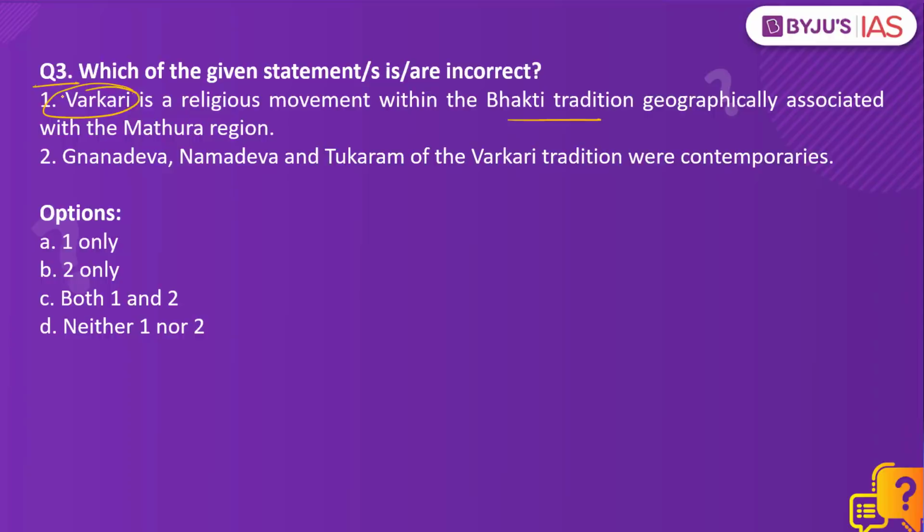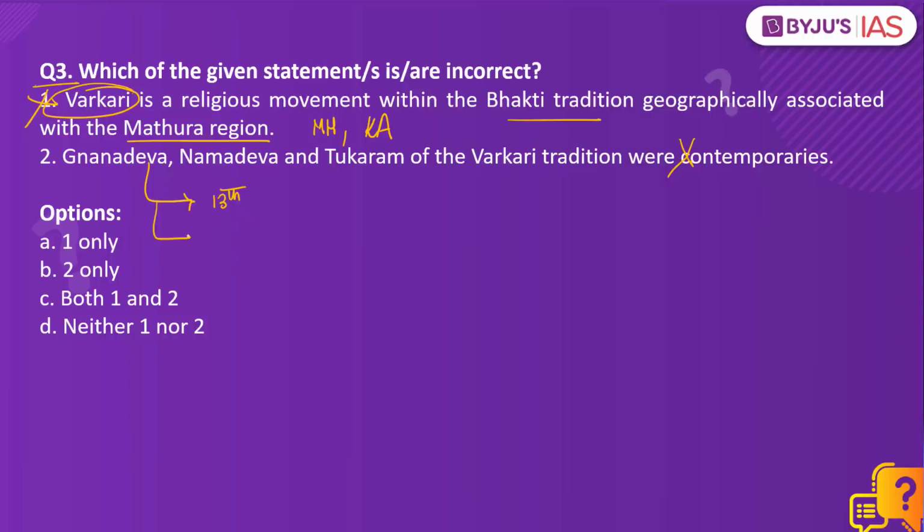Varkari is a religious movement of Hinduism, that is, within the Bhakti spiritual tradition. However, this is associated with the states of Maharashtra and northern Karnataka, whereas Mathura is in the state of Uttar Pradesh. Therefore, statement number 1 would be wrong. Jnandev, Namdev and Tukaram are the saints associated with the Varkari tradition, but they were not contemporaries. Jnandev belonged to the 13th century and is also known as Sant Jnaneshwar. He is regarded as the founder of Bhakti movement in Maharashtra.